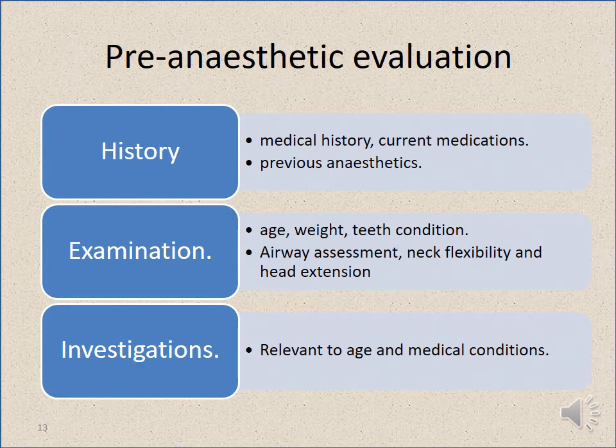Pre-anesthetic evaluation. Before giving a general anesthesia, we can do some techniques for this. The first is history: the medical history, current medication, and previous anesthesia. We should take the medical history in general, whether the patient has taken certain medication for a long period, and whether there has been any general operation under general anesthesia. And then do clinical examination like the age, weight, and teeth condition, which is very important.